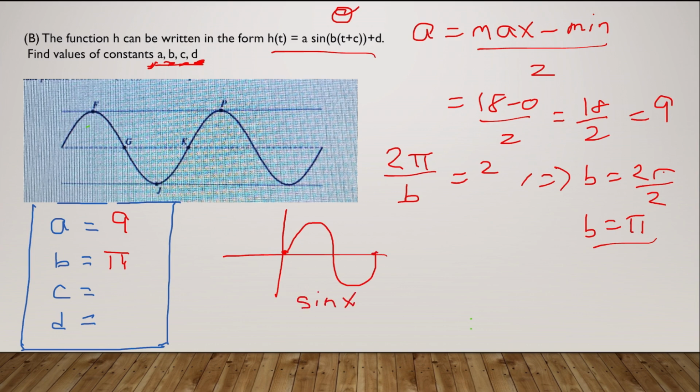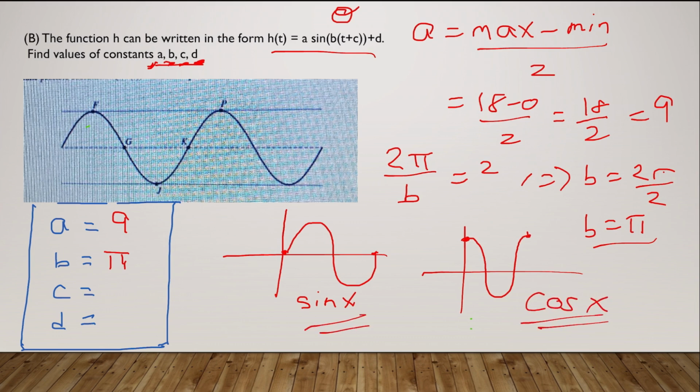That's how a sine function would look. But if I talk about a cosine function, then a cosine function would start at the maximum point, come down, come back up, and end at the maximum point. That is how the graph of a cosine would look.